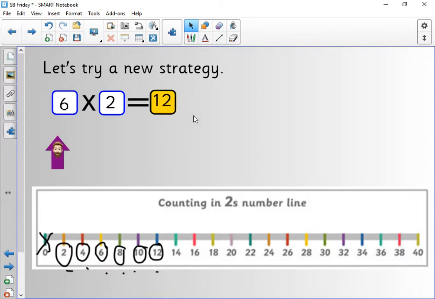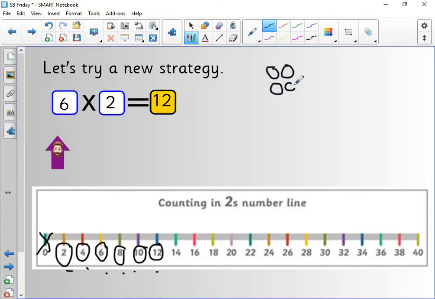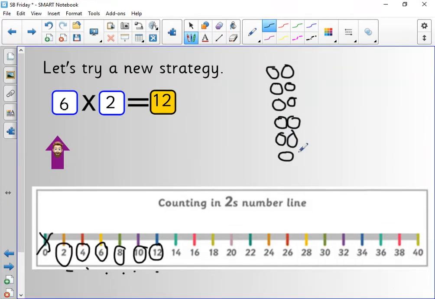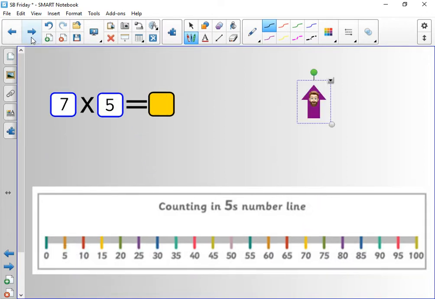Now that seemed a lot quicker than drawing an array, but should we just check? I need 6 groups of 2. There's 1 group of 2, 2 groups of 2, 3 groups of 2, 4 groups of 2, 5 groups of 2, and 6 groups of 2. Now hopefully we've got 12. Count with me. 2, 4, 6, 8, 10, 12. So that's our strategy for today.